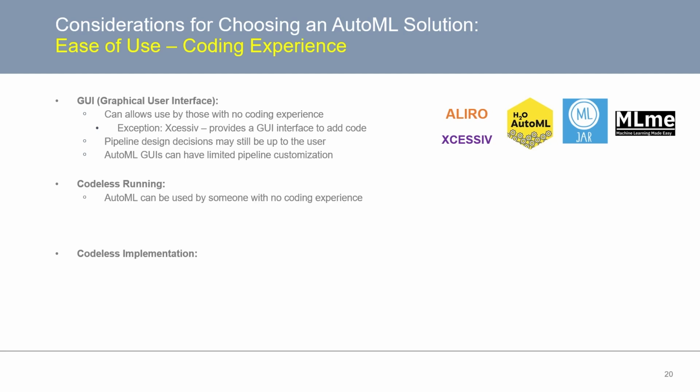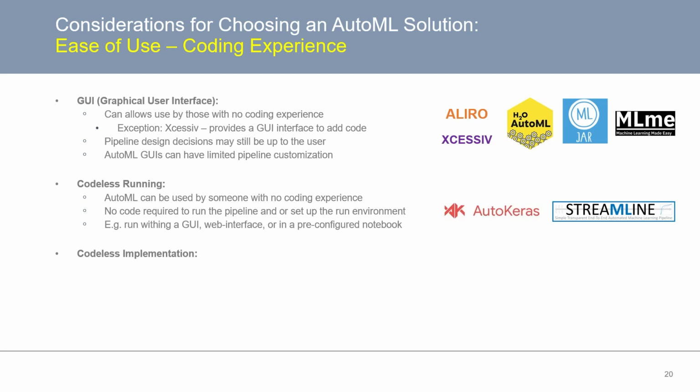Regarding codeless running, this implies that an AutoML can be used by someone with no coding experience whatsoever. Specifically, that no coding is required to run the pipeline or set up the run environment. Codeless running could be achieved by using a GUI, a web interface, or a pre-configured notebook. Other example AutoMLs that offer codeless running include AutoKeras and Streamline.